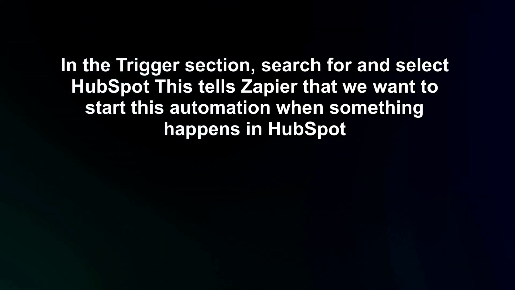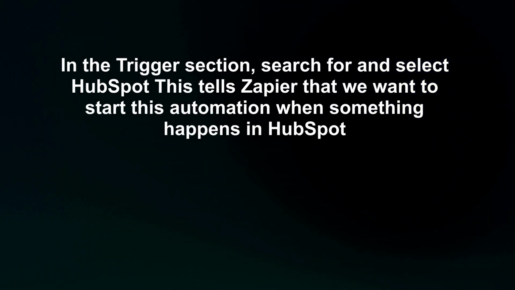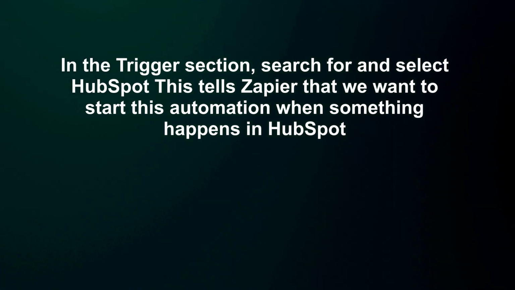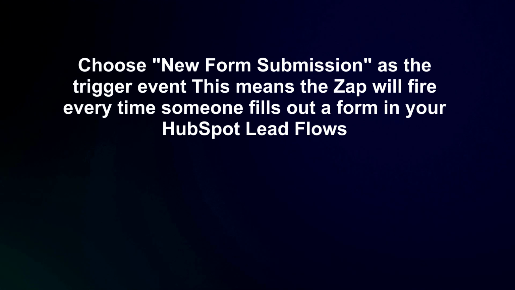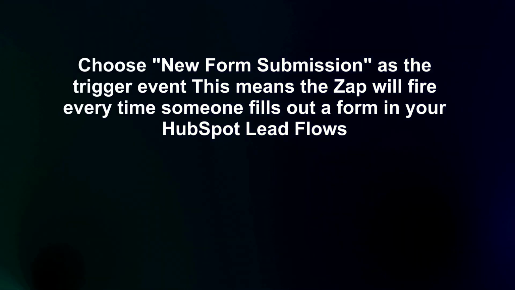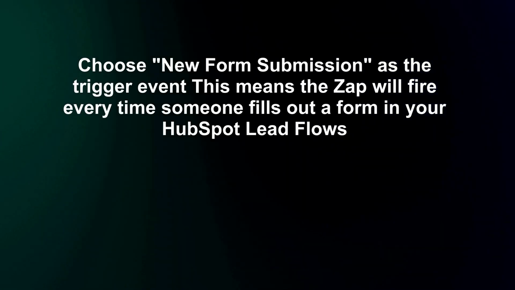In the trigger section, search for and select HubSpot. This tells Zapier that we want to start this automation when something happens in HubSpot. Choose New Form Submission as the trigger event. This means the Zap will fire every time someone fills out a form in your HubSpot lead flows.